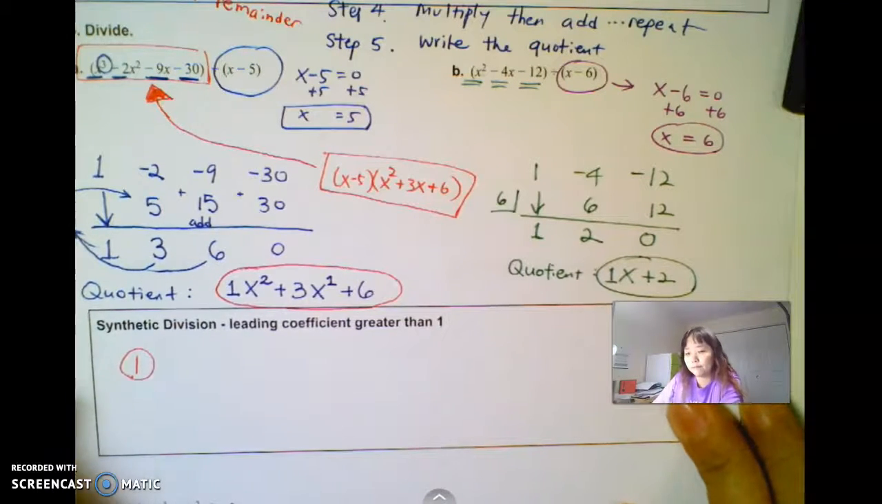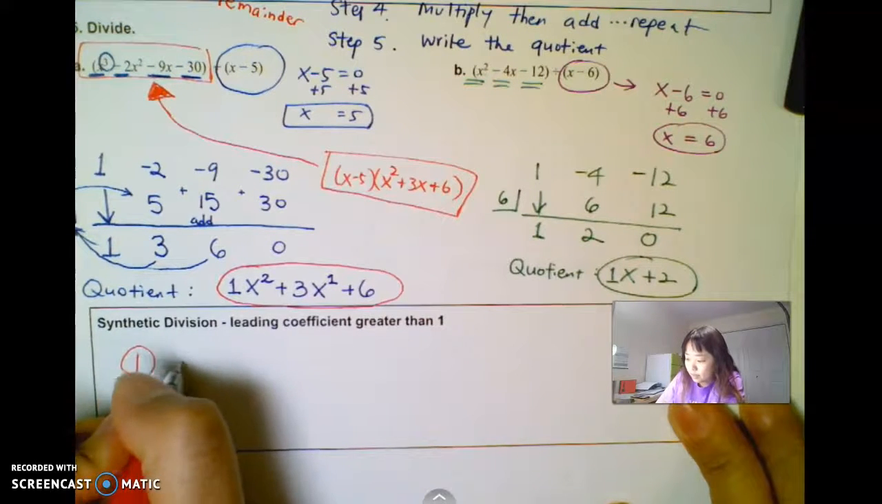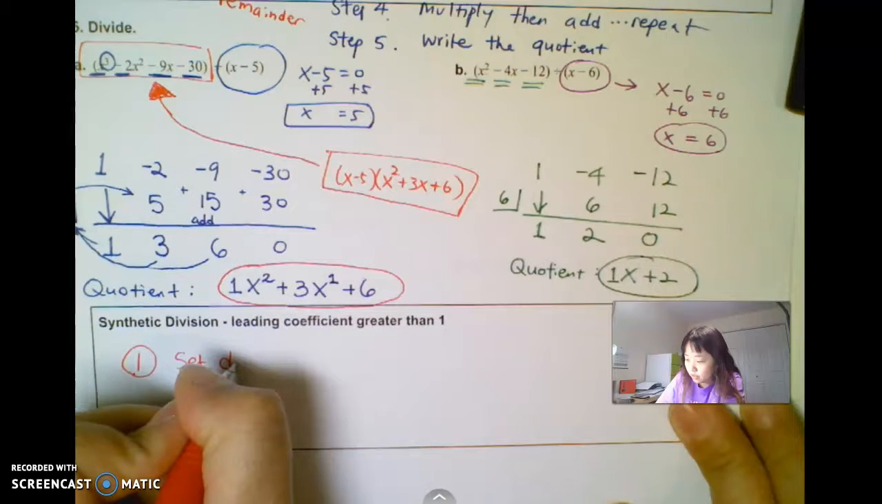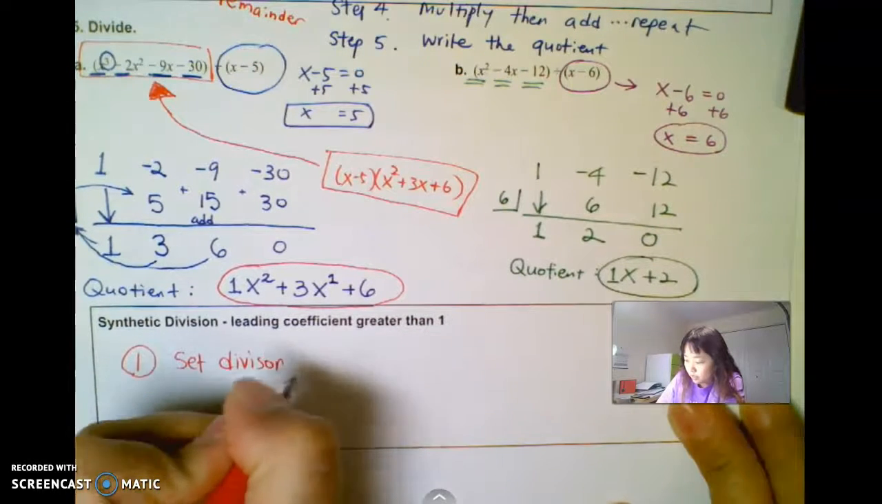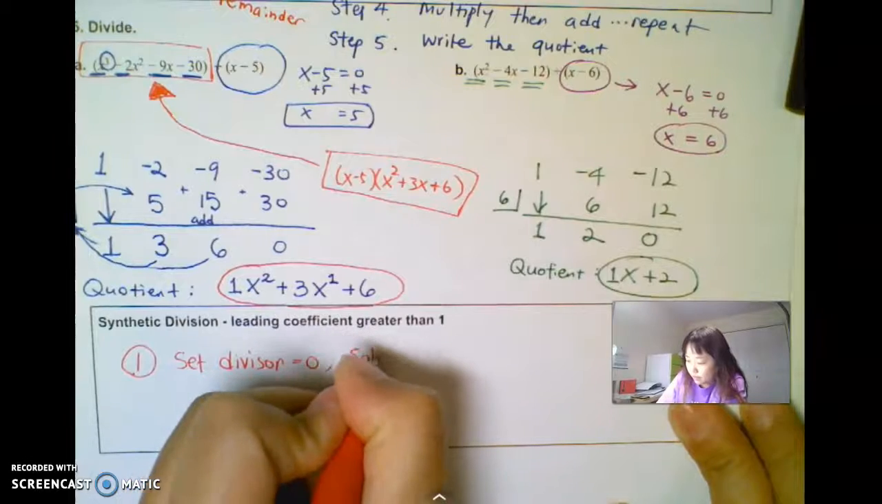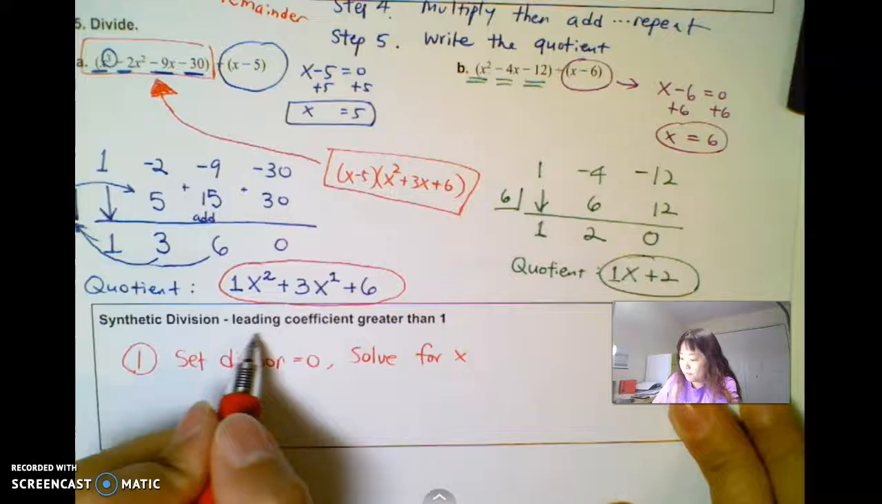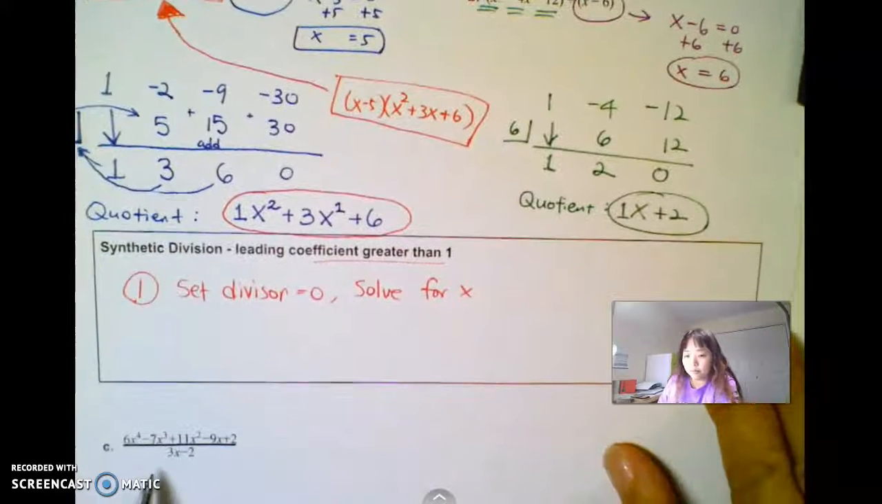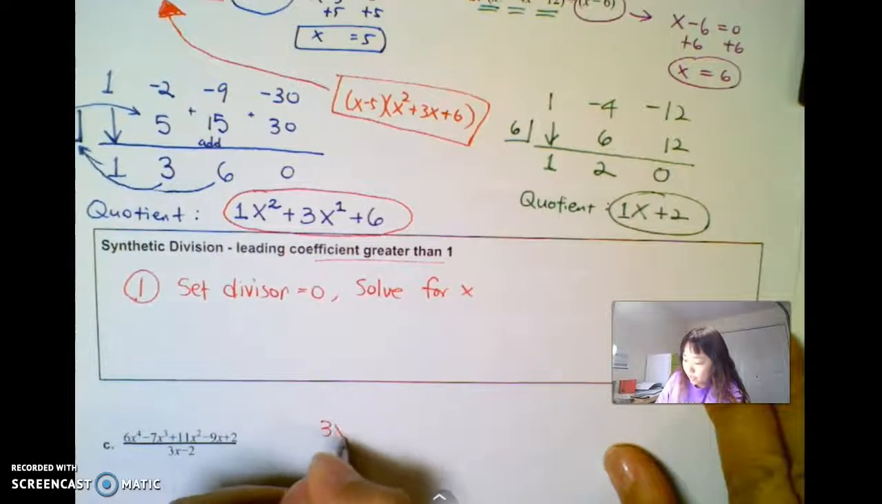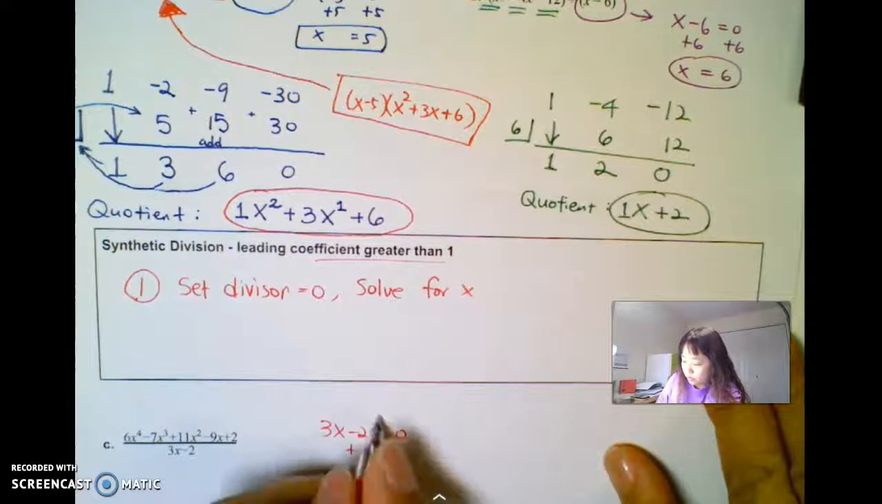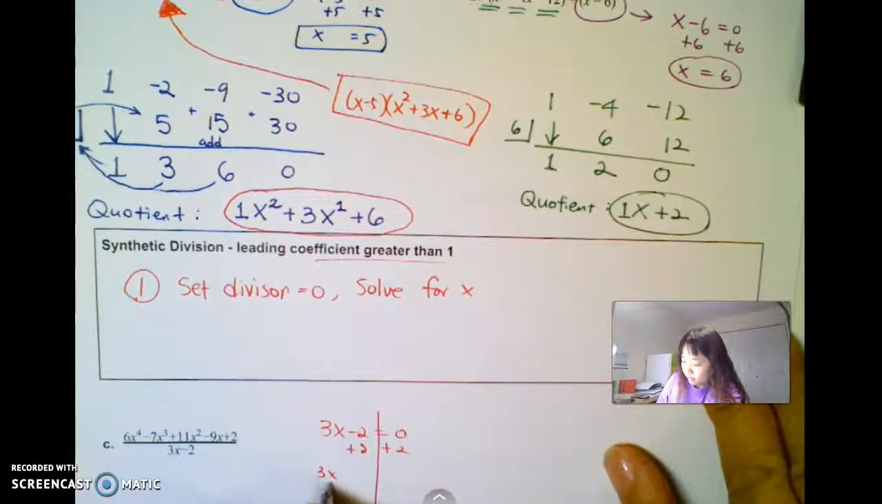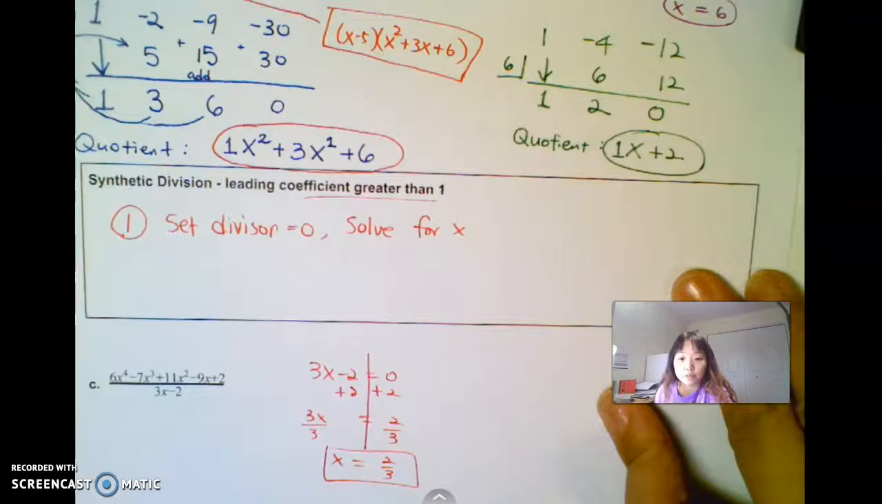We're still solving for x for the divisor. Same thing, set the divisor equal to 0 and solve for x. But if the leading coefficient is greater than 1, so for example for C, it'd be 3x minus 2 is equal to 0. If you solve, you're gonna get 2/3, right? And no, we do not change that into a decimal. We want to keep it as 2/3.